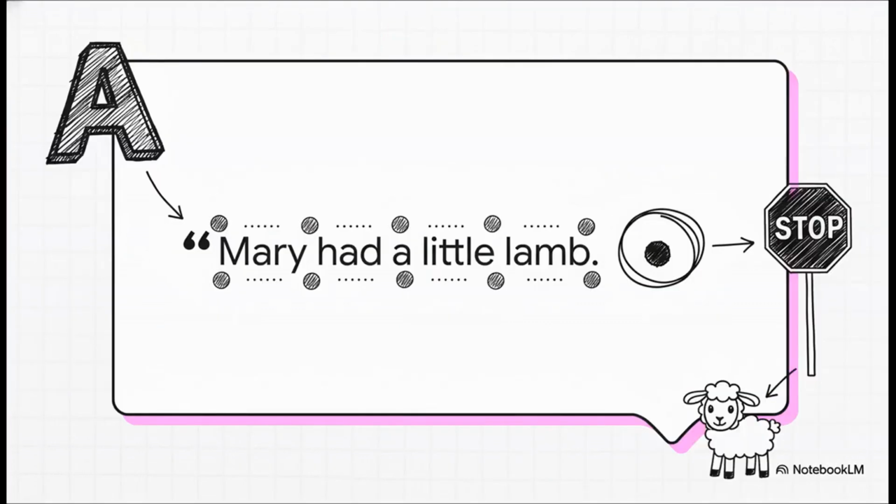Okay, friends, eyes up here. Our rule today is sentences start with a capital, have spaces, and end with punctuation. Watch me. It's my turn to find the rules in this sentence. Mary had a little lamb.